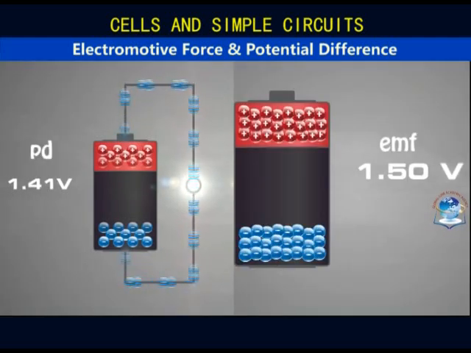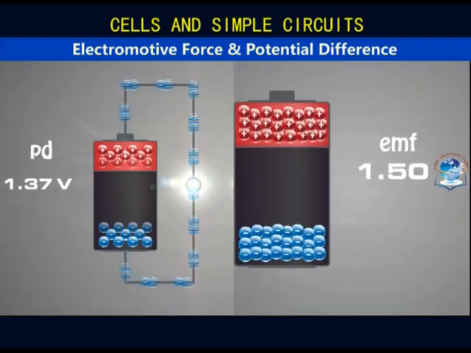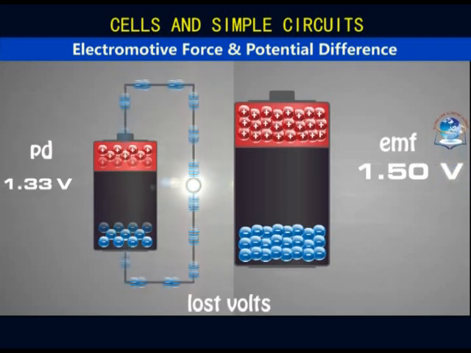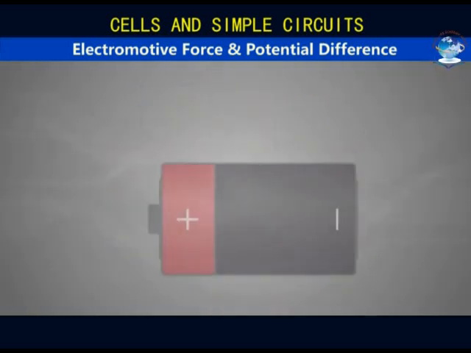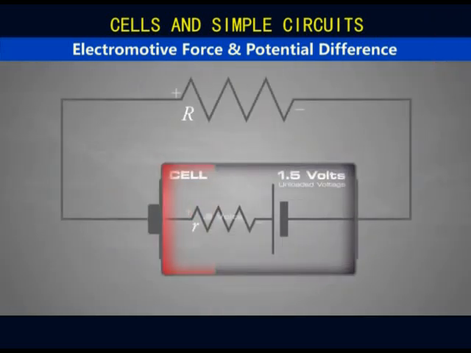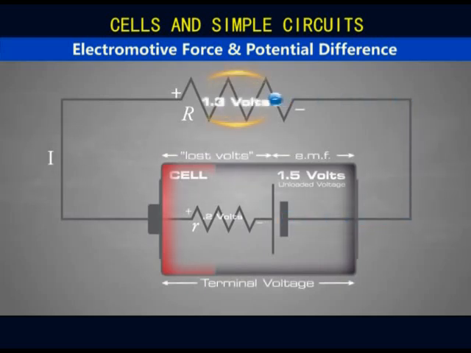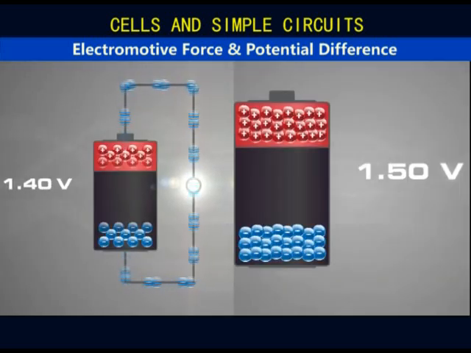Potential difference is usually less than the EMF. The difference is known as the lost volts. And this is because when conducting, there is some amount of resistance in all electrical devices and components. When current flows, the voltage across the terminals of the battery is no longer the unloaded voltage. There is a voltage drop inside the battery due to internal resistance of the battery itself. Both the potential difference and EMF are measured by a voltmeter.